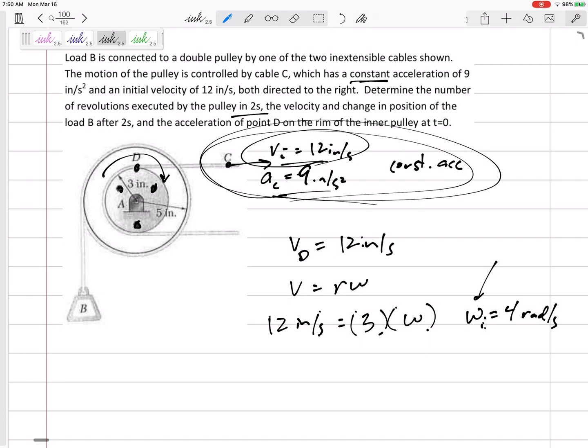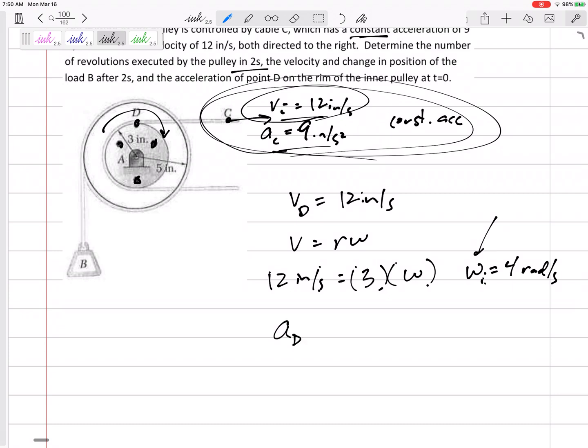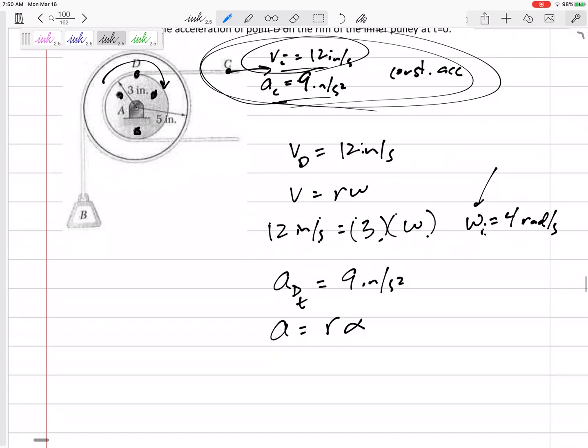Okay? All right. So let us jump to this acceleration. If I know the tangential acceleration of point D is a constant 9 inches per second squared, and a equals R alpha, then 9 equals 3 times alpha. So alpha would be 3 radians per second squared. So that's the alpha for the inner, the alpha for the outer. And it told us this was a constant acceleration.